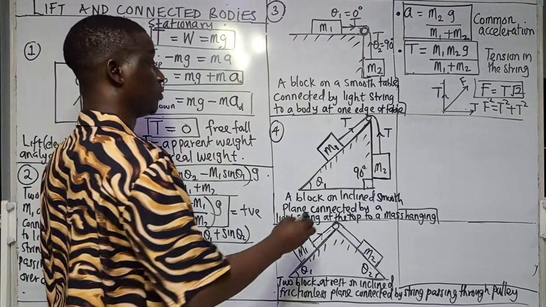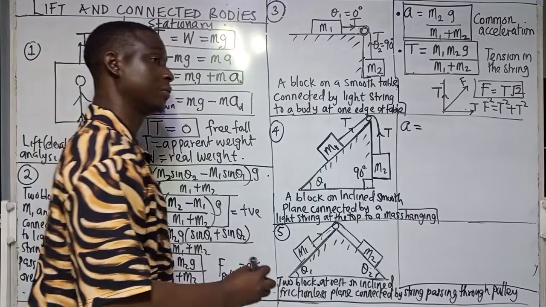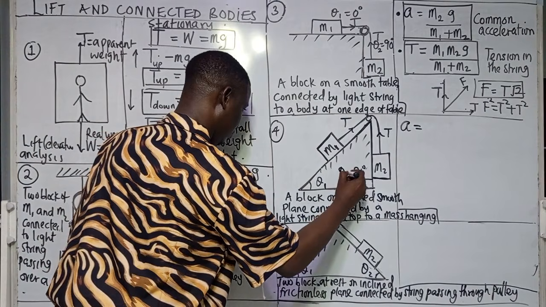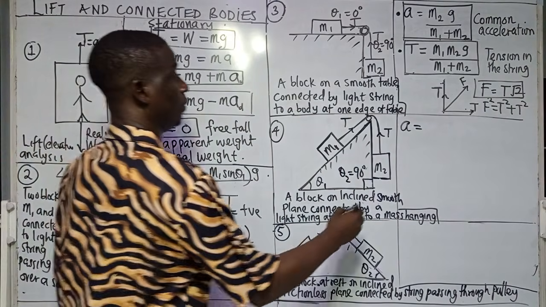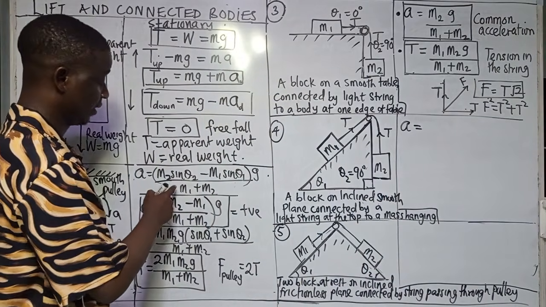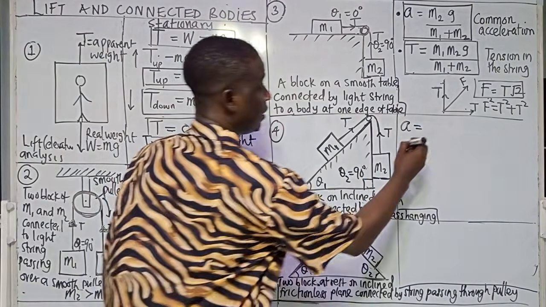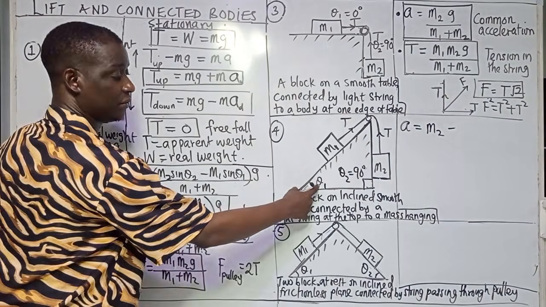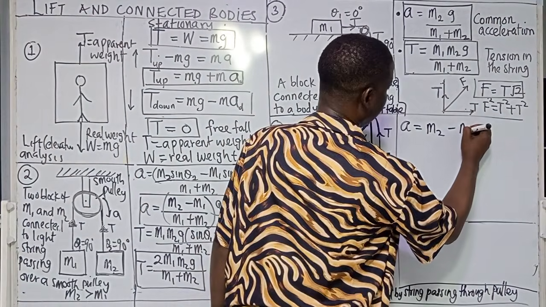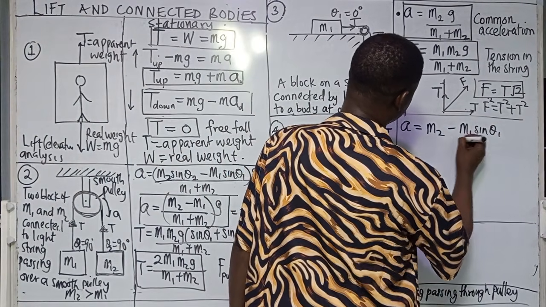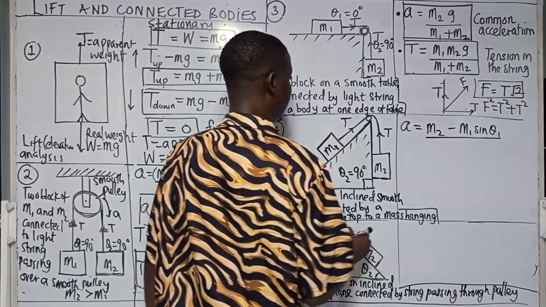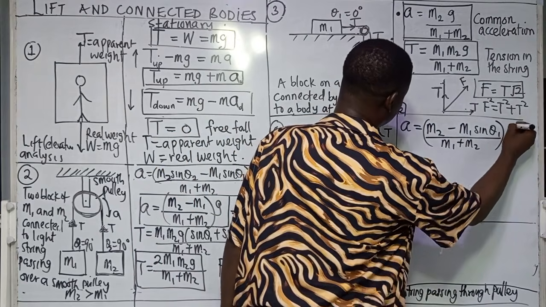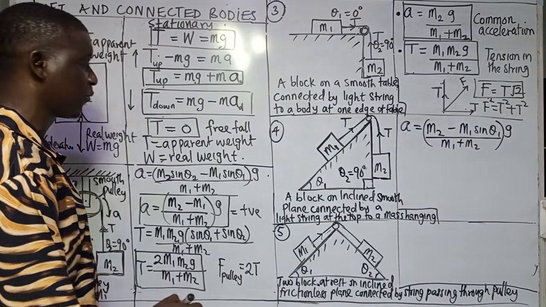What do you have? I want to have A equal to what? Basically, we put 90 as theta 2 for M2. Sine 90 is 1. Look at it. Sine 90 is 1. So M2 minus M1 sine theta 1, you can leave it like that, divided by M1 plus M2, times G.